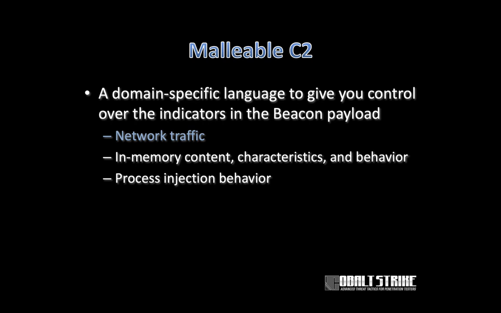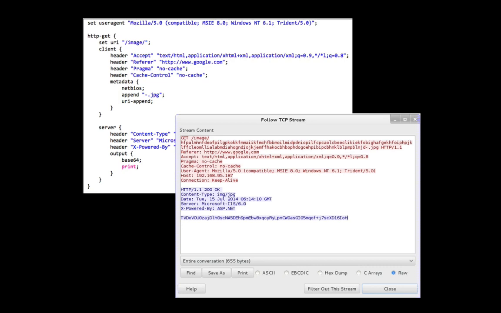For this lecture, we're primarily going to focus on network traffic. This screenshot shows a snippet of a Malleable C2 profile that controls an HTTP GET transaction. And the other picture is a Wireshark screenshot that shows what this traffic looks like on the wire.